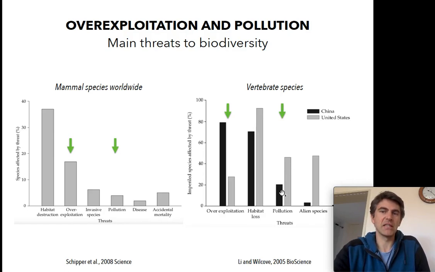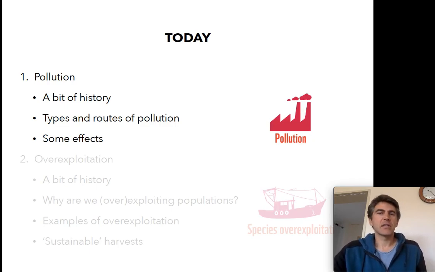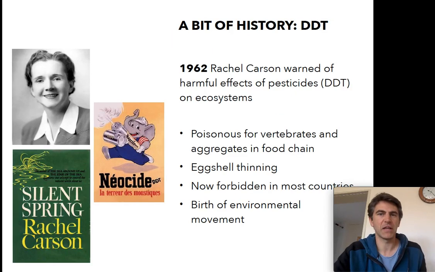Pollution, interestingly, here is also listed as a bigger threat in the US than in China for vertebrate species in general. Anyway, the point here is that overexploitation especially can affect mammal species, and we'll look at why a little bit later. And pollution is also something that, depending on where you are in the world, can be a significant threat to species. We're going to start with pollution, initially looking a tiny little bit at the history and some of the types and roots of pollution, and then some of the effects of pollution. So let's look a little bit at history.